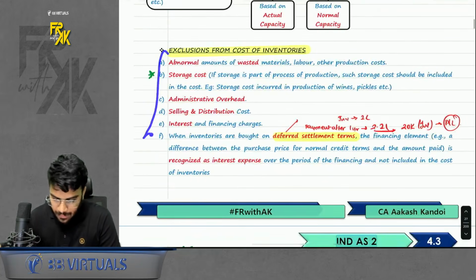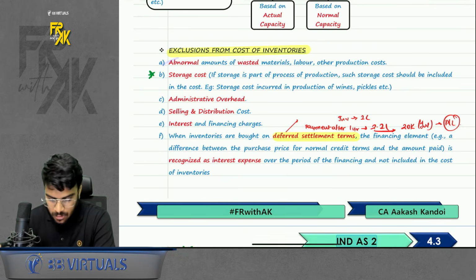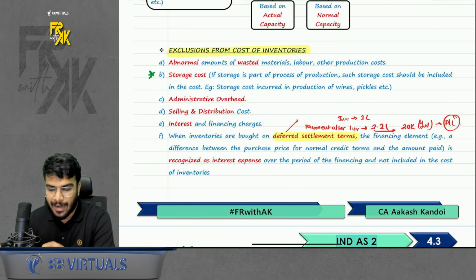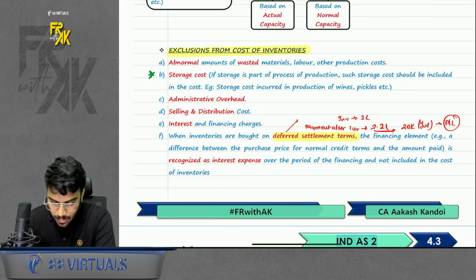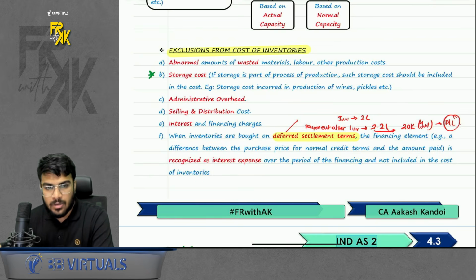The following amounts will never be included in the cost of inventories. Which are those amounts? Any abnormal cost, storage cost, admin, selling, interest. Whatever you incur will never be added to the cost of inventories. Acha, there is one important point for storage cost. Normally storage cost is incurred after the inventory is ready, but before selling it. So we do not capitalize it in the cost of inventory.